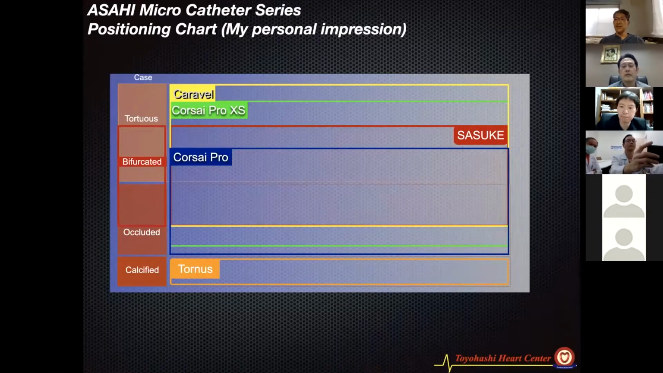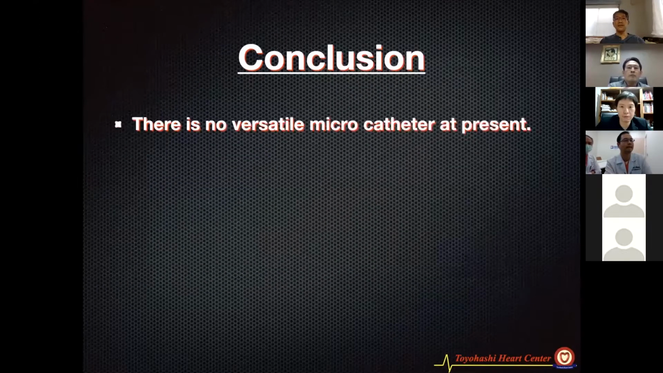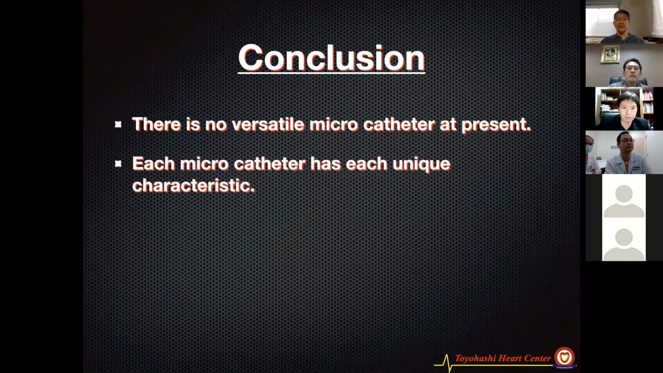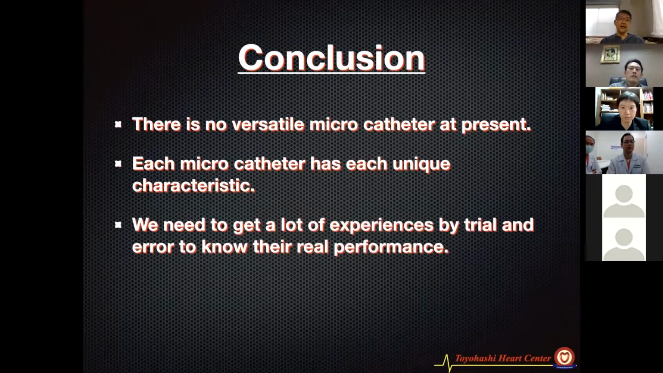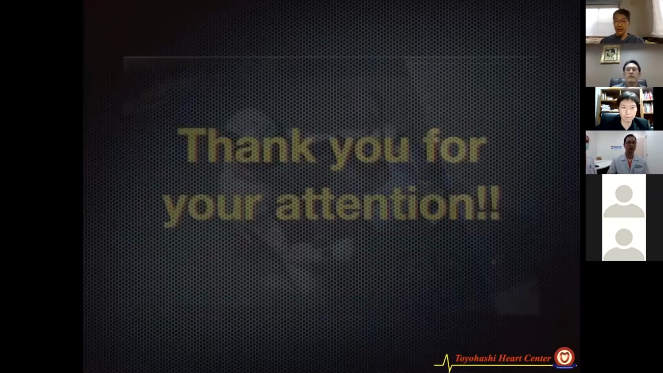Sasuke is specialized for regions including bifurcations or those needing the parallel wire technique in CTO. In conclusion, there is no best microcatheter at present. Each microcatheter has its unique characteristics. We need to get a lot of experience by trial and error to know their real performance. Our role is to bring out their individual characteristics and promote them in the right place. Thank you for your attention.